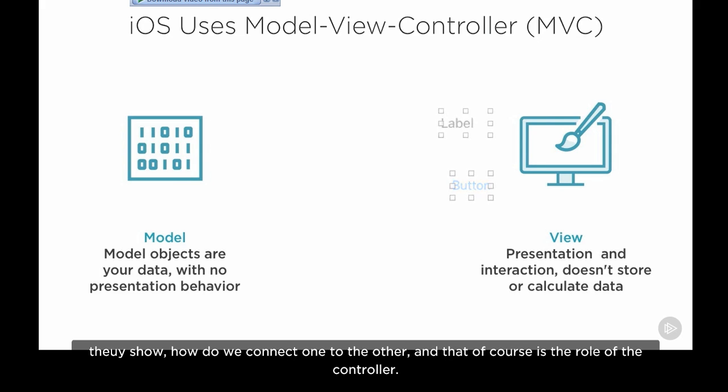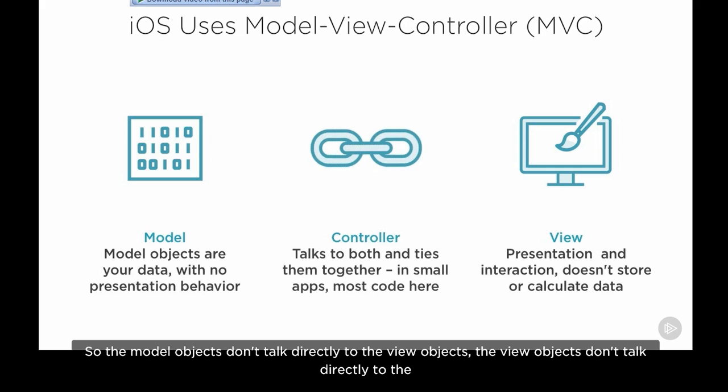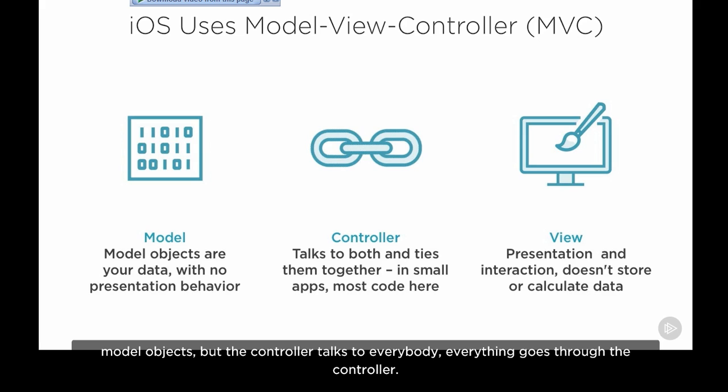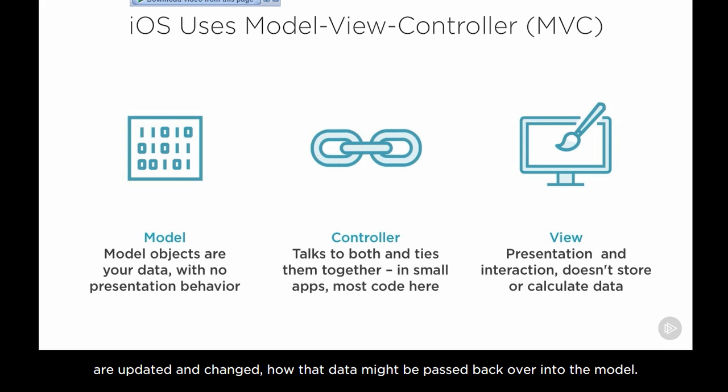And that, of course, is the role of the controller. The model objects don't talk directly to the view objects, and the view objects don't talk directly to the model objects, but the controller talks to everybody. Everything goes through the controller. It's responsible for providing the view objects with data in the first place, and if the view objects are updated and changed, how that data might be passed back over into the model.